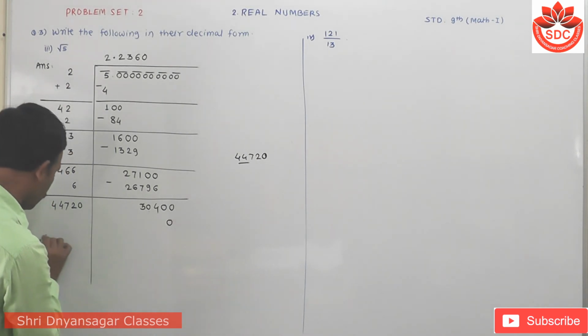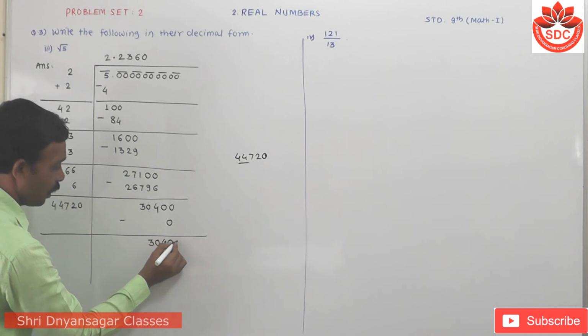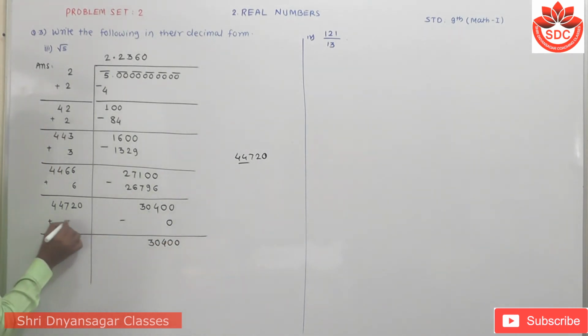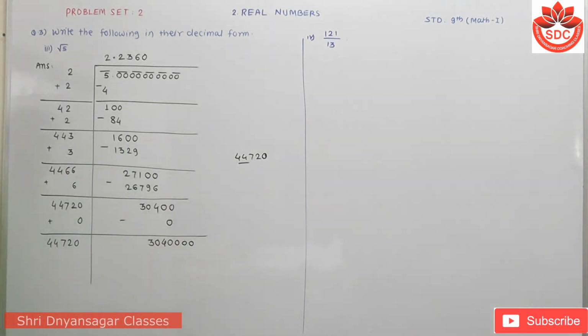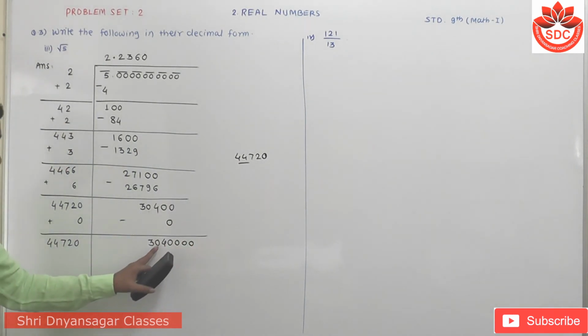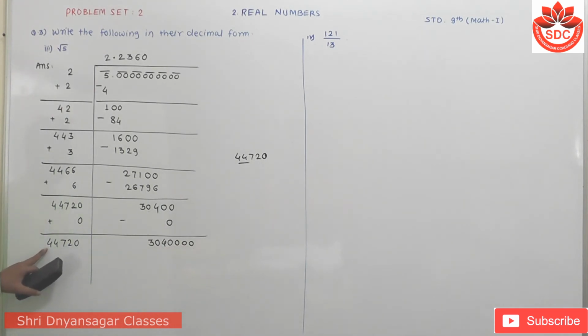When we subtract the 0, there is no change, means that 30,400. Then when we add the 0, there is also no change here. So it is 4472, 0. Then take another pair here. Then this number is 30,400,000.